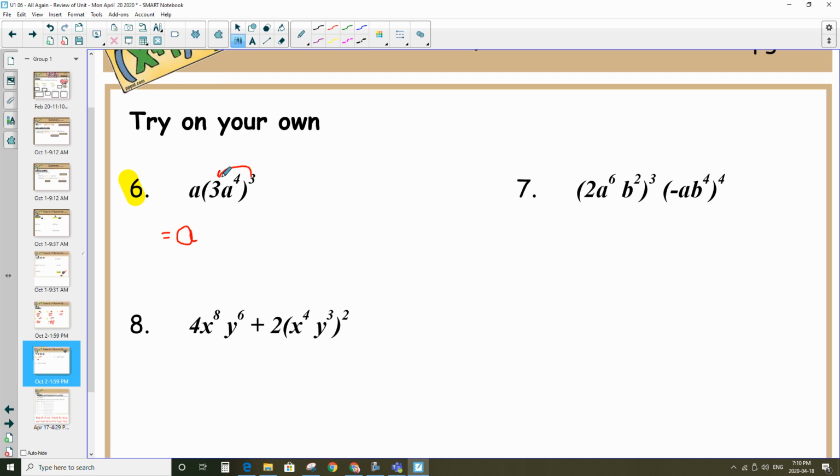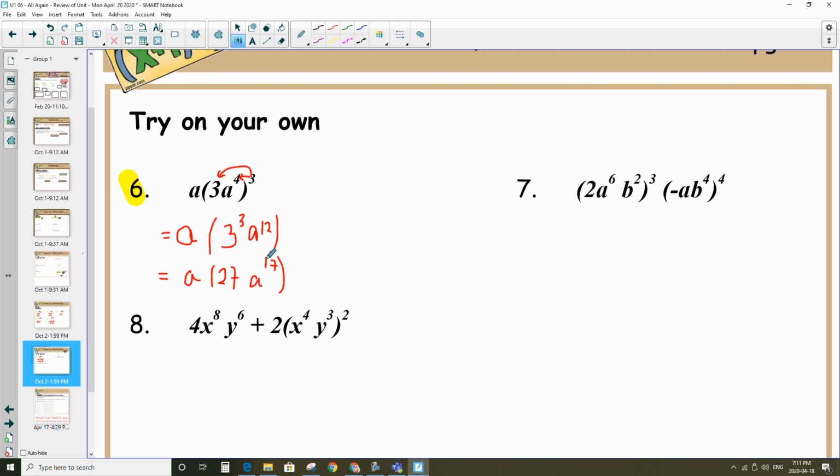And so it's going to act on the 3 and on the 4, which is the exponent for the A. So 3 cubed, and I'll just keep that in a bracket to keep that separate. So we're doing 3 cubed, and then A to the 4 times 3, which is 12. If you work out 3 cubed, which is 27, so we have A, 27, A to the 12.